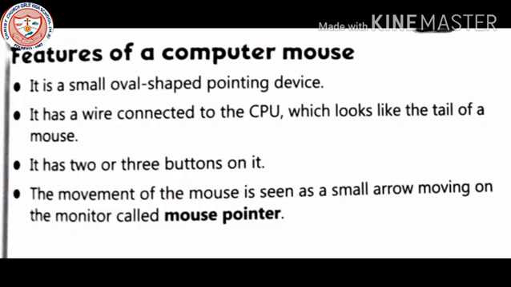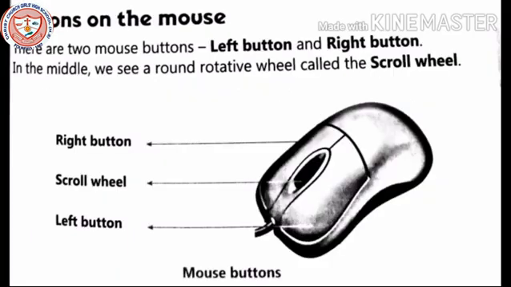Now see, the second topic is buttons on the mouse. We will see how many buttons are present on the mouse, what they are, and what they do. So there are 2 buttons.